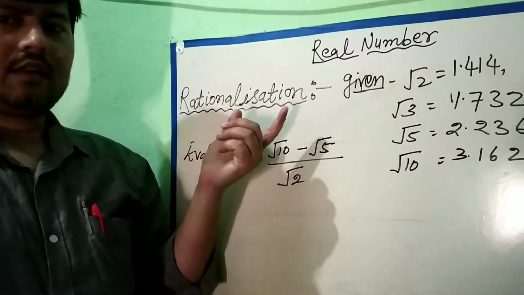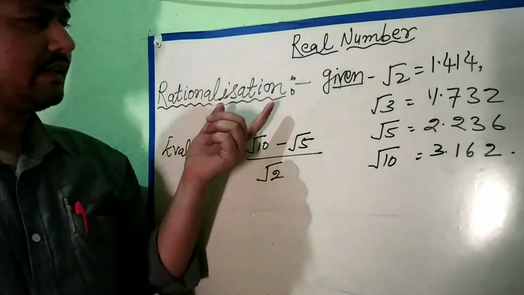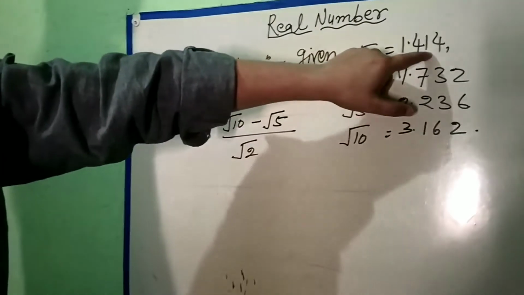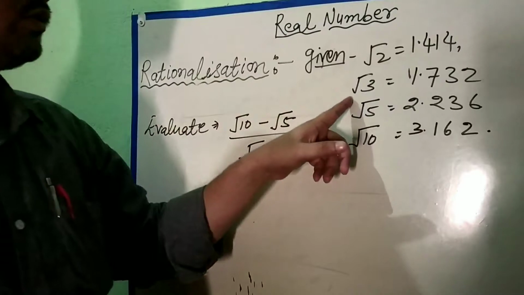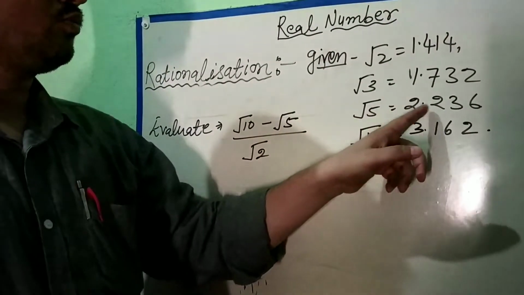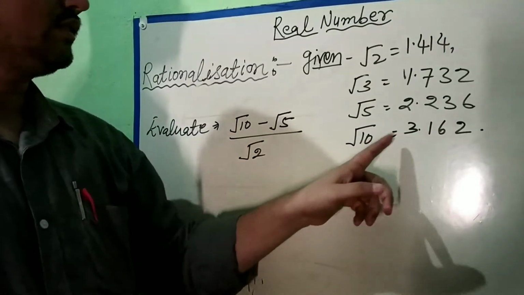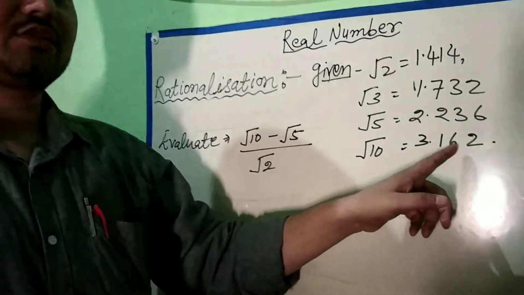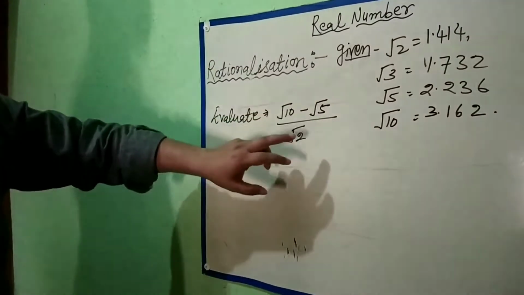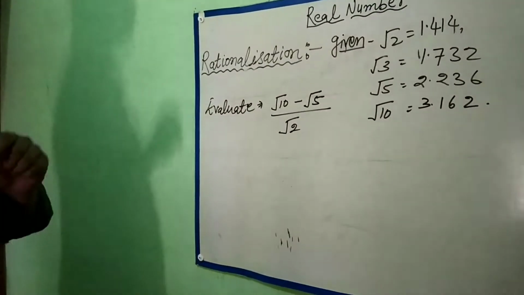Suppose, let us take an example. It is given that root 2 is equal to 1.414, root 3 is 1.732, root 5 is equal to 2.236 and root 10 is equal to 3.165. Now evaluate root 10 minus root 5 upon root 2.